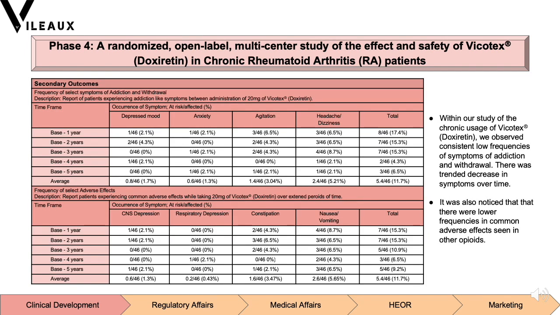Listed is our data from our secondary objective. Across the board, we observed consistently low frequencies of common side effects of addiction and withdrawal. We also observed a trended decrease in symptoms over time. In addition, we also screened for common adverse effects in other opioids. Notable adverse effects included CNS depression, respiratory depression, and constipation.